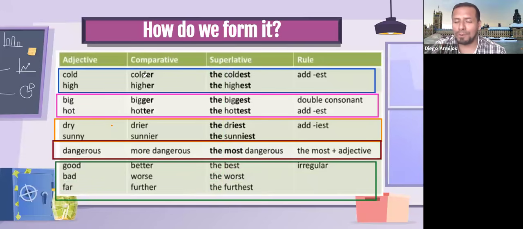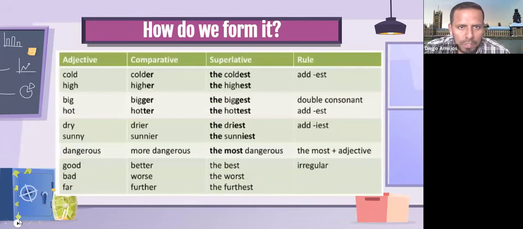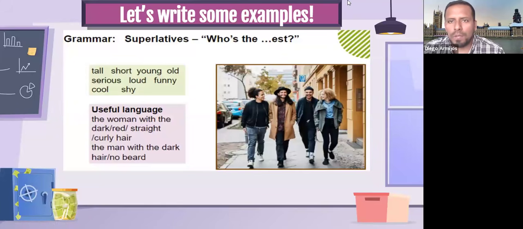This is very, very important, guys. The coldest, the highest, the biggest, the hottest, the driest, the sunniest, the most dangerous, the most beautiful, the best, the worst, the farthest. You see, every single adjective follows this. I mean, before the adjective, we need to use the. Okay, perfect. Let's continue.